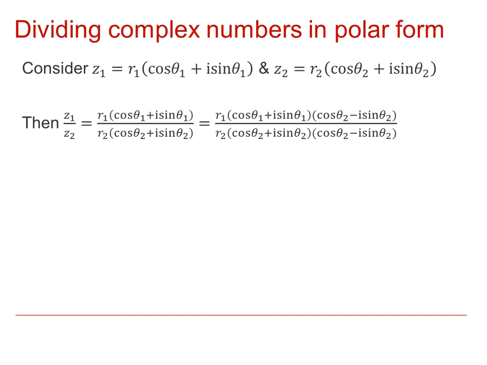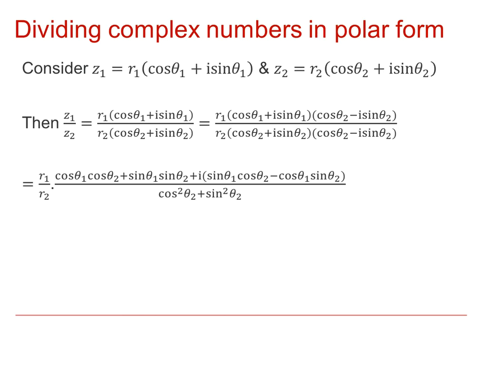I'm going to leave that as an exercise for you to do. You might like to pause the recording and try it yourselves. And once you've done that, you should find that you get the following result. Now, just checking through that, the top line, the real part, has come from the first term cos theta 1 cos theta 2, and then the final terms multiplied together, where you've got minus of i squared sin theta 1 sin theta 2. So that's where you get the plus sin theta 1 sin theta 2. Hopefully you managed to get that if you've tried it yourself.